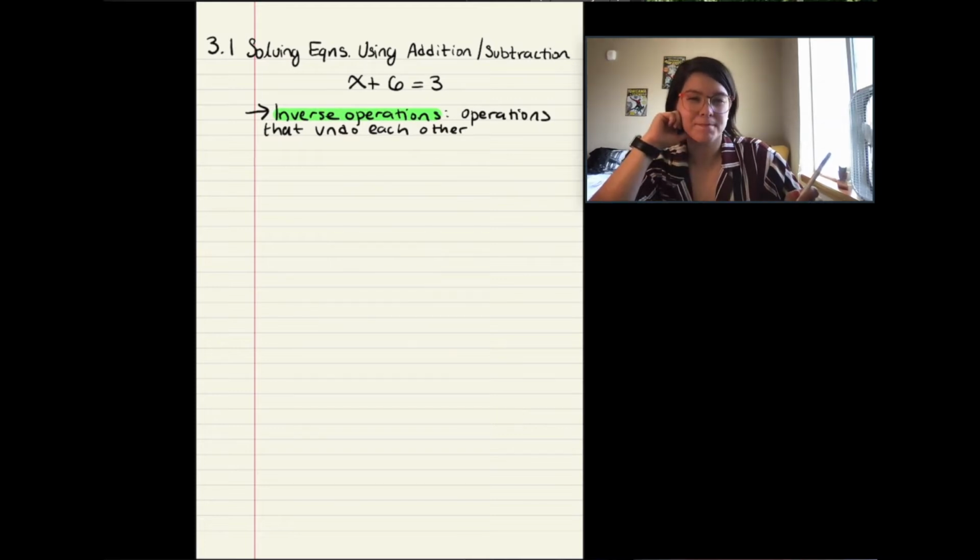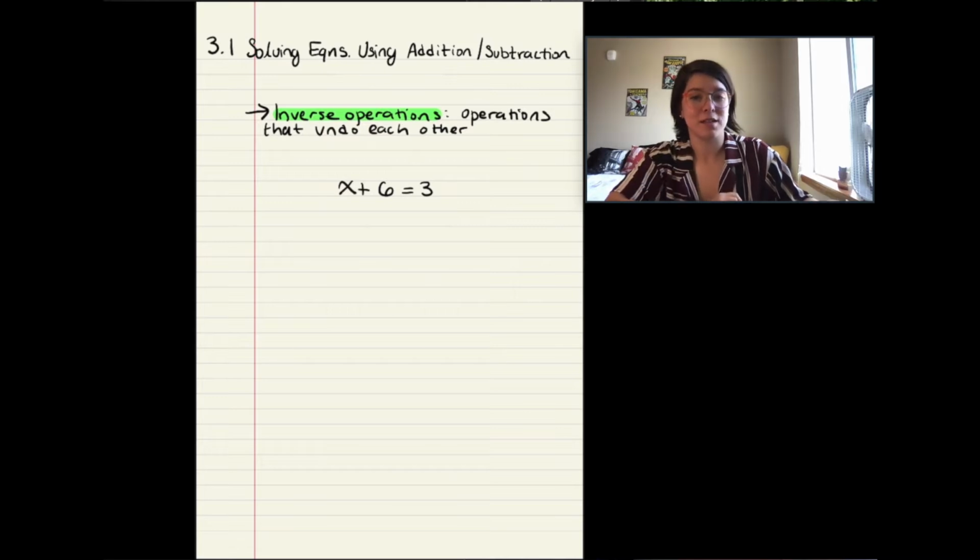So what does that mean? Well, in our equation here, x plus 6 equals 3, what we want to do is figure out how we're going to get x on its own. Well, we have to look at what's being done to it first. So right now it has 6 being added to it. So we have to get rid of that 6. And we get rid of that 6 by doing inverse operations. So let's take a look at what that would be.